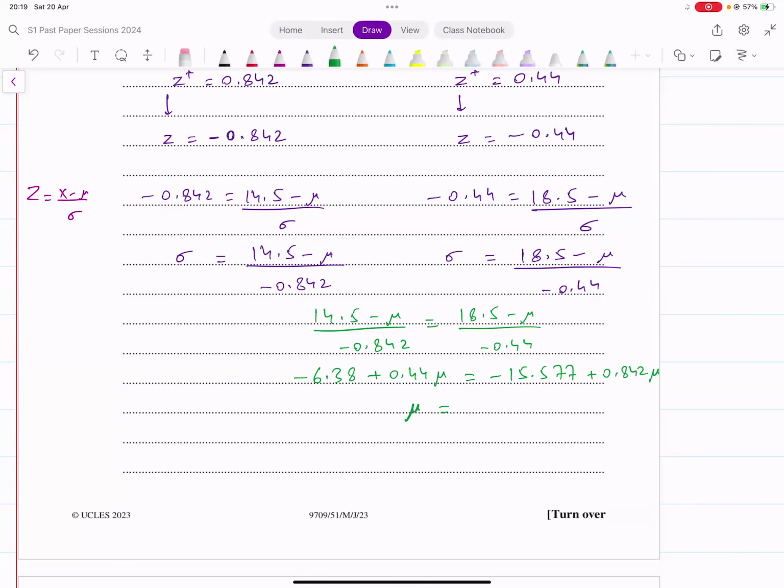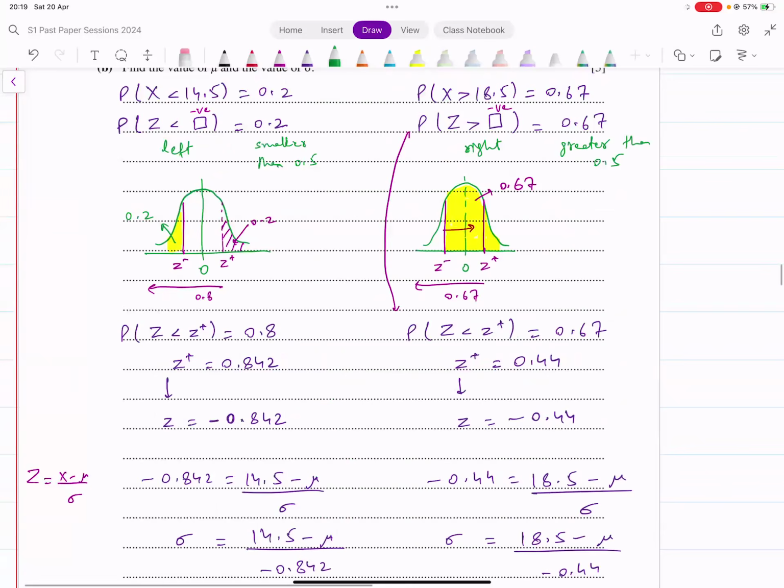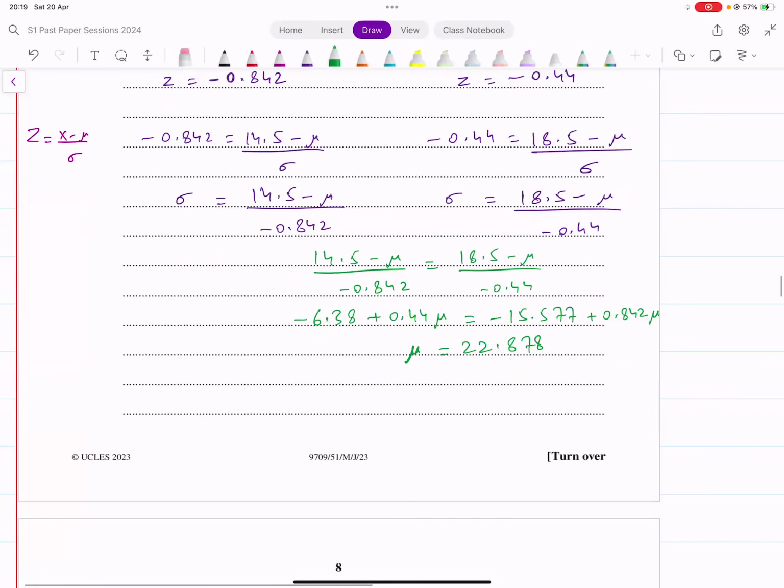15.577 minus 6.38 divided by 0.842 minus 0.44. And that is giving me 22.878. Mean turns out to be 22.878. And that's what we were looking for.